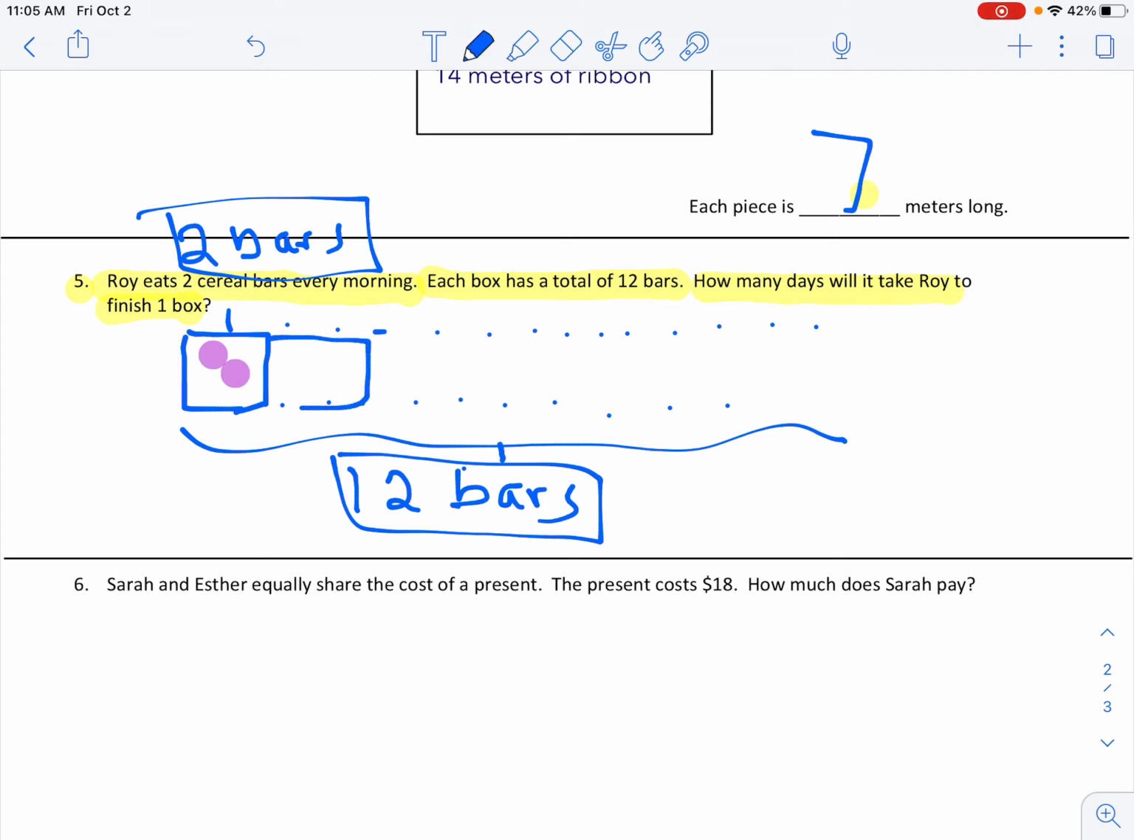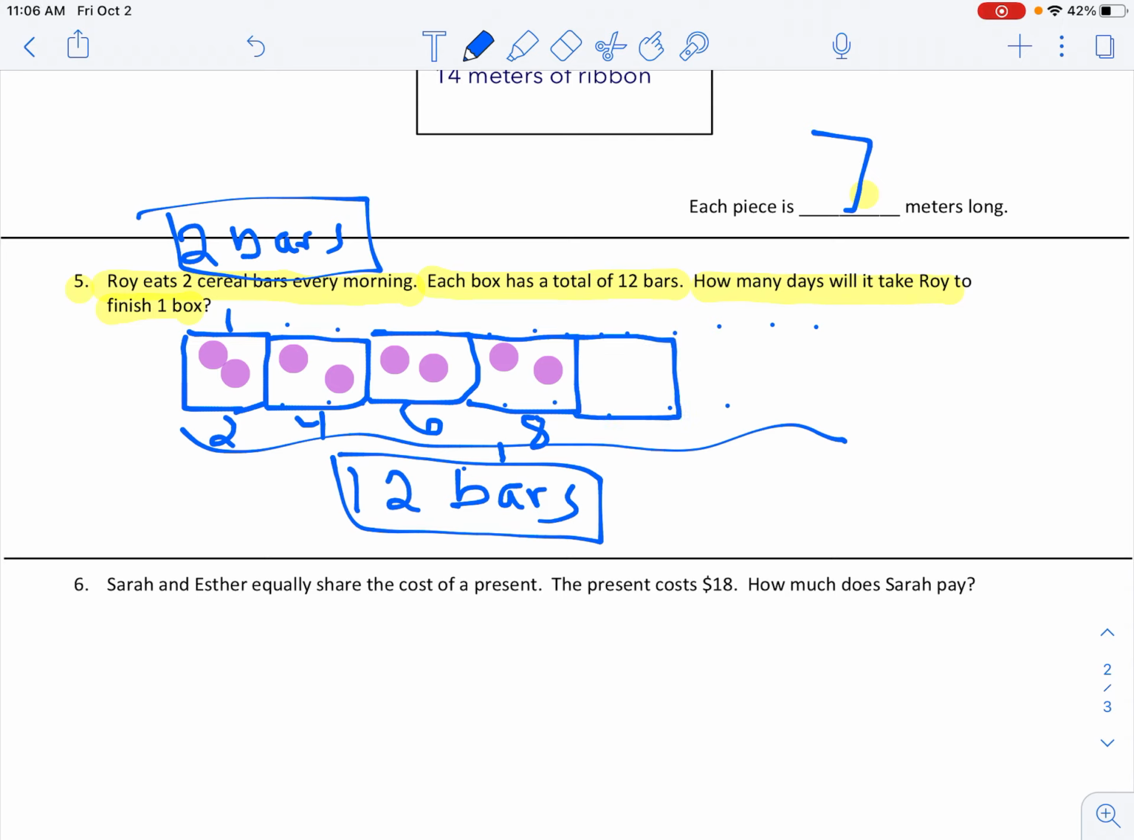All right, he still has some more. So I can draw another day. He eats 2 cereal bars that day. So far he's had 4 cereal bars. I'm going to keep track down here. 2, 4. He's still got enough for another day. 2, 4, 6 cereal bars. He still has more. He's got 12. Oops. Undo that. Wrong thing. Pencil. And now he eats 2 more this day, so he's at 8 bars.